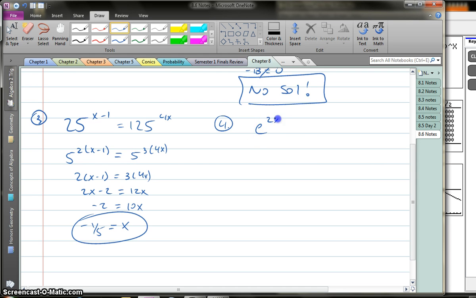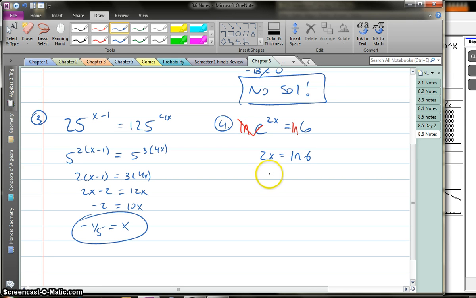What about this one, number 4? e to the 2x equals 6. Now I can't change 6 to a base of e, so I have to log both sides, but when working with e, our special number, remember the inverse is the natural log. So we're going to natural log both sides. So I'm left with 2x equals the natural log of 6.